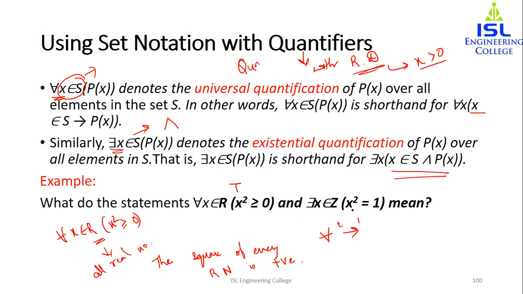For some x belongs to Z, where Z is the set of integers, this statement is saying that x square is equal to 1. Now, is there an integer where x square is equal to 1? Yes, we have two integers: x is equal to -1 and x is equal to 1. In both cases, x square is equal to 1. So, there are two integers for which this predicate is true. Since we are speaking only about the existential quantifier, this statement is also true.